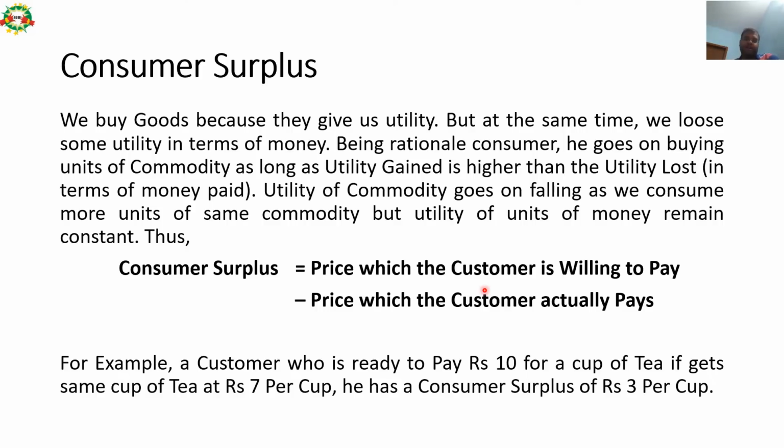So as long as I have positive consumer surplus, I would like to buy more and more units of the commodity. A customer who is ready to pay, say, 10 rupees for a cup of tea, if he gets the same cup of tea at 7 rupees per cup, has a consumer surplus of 3 rupees per cup.